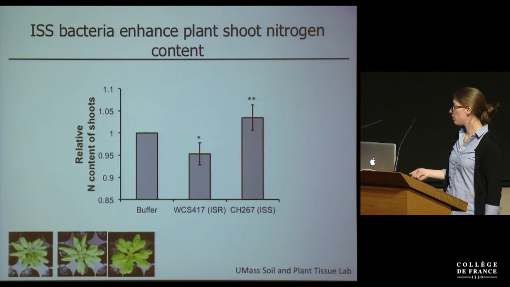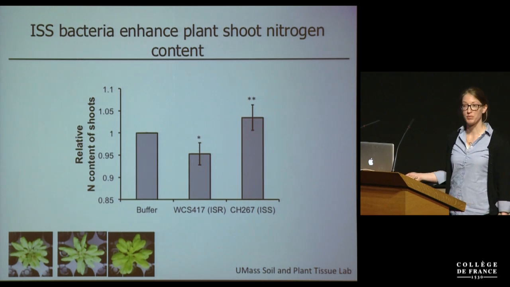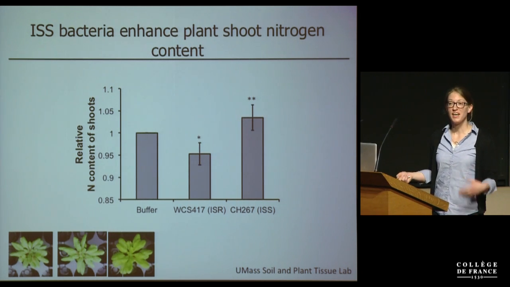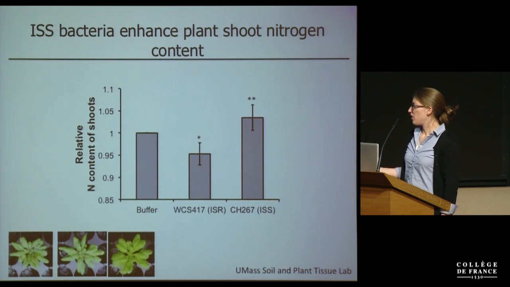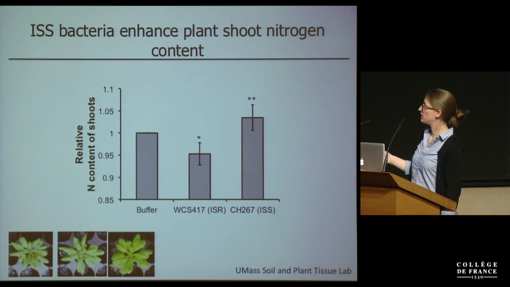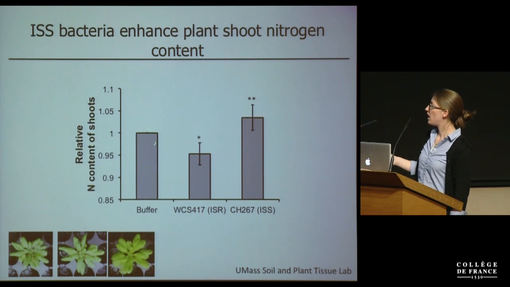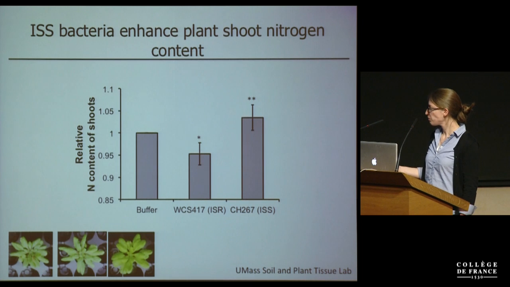And so I sent the plant tissue off to a number of public state school ag schools. For farmers, they test nutrient composition of plant tissue to look for nutrient deficiencies, and they were kind enough to test my Arabidopsis tissue. They tested it for a standard panel of nutrients, and the only difference we found with their assays was in nitrogen. So the ISS strains seem to enhance slightly but significantly the nitrogen content of the plant shoot relative to buffer-treated plants, and the ISR strains actually seem to deplete nitrogen. There's less nitrogen per gram of tissue.